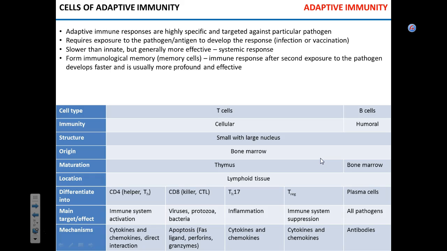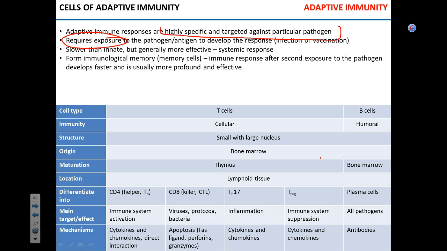Okay, so it requires exposure, right? That's an important point. It doesn't develop a response like innate immunity. Technically it is present, but it requires exposure to mount a proper response, right? But the feature of the adaptive immune system is that the responses of this system are highly specific and targeted against a pathogen.